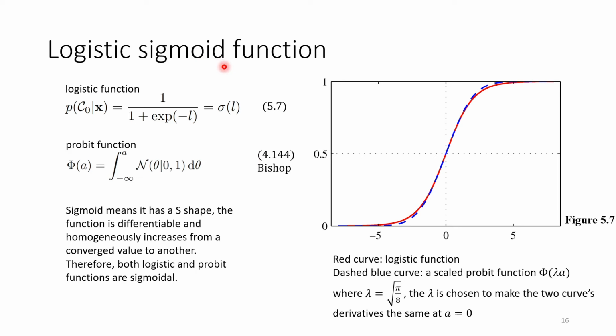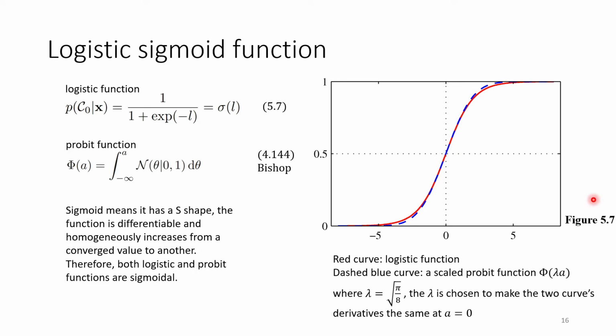Let's see another example. This is a probability function. It is the accumulated probability value of the normal distribution. So it is also a sigmoid function, but it is not the logistic function. What is the shape of this probability function? It is the blue dashed curve.